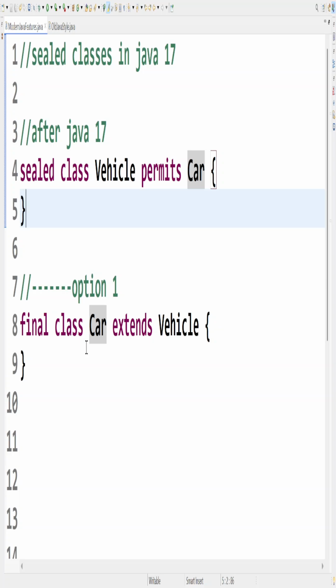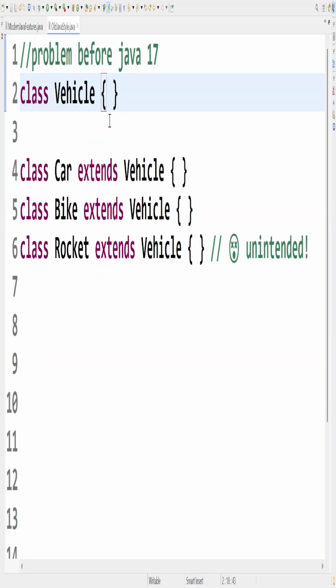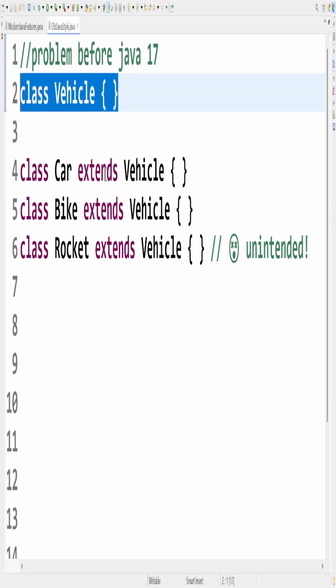Let's now discuss the concept of sealed classes in Java 17. The problem before Java 17 was that whenever we create a class, any class can extend it unless it is final. If it is final, no class can extend it. So we had only those two options: either a class can be extended by anyone, or it cannot be extended by anyone.